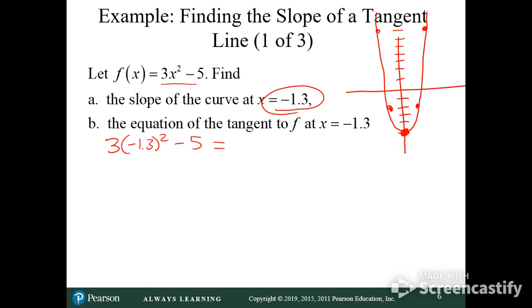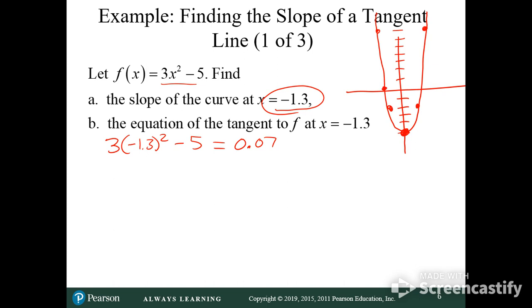Somebody, calculator, help me out. Anybody have a calculator out? Hey, Cameron does. All right. Thanks, Cameron. Take 3 times. How'd you get that so quick? You punched that into your calculator? Really? Okay. 0.07? 0.07. Wow. Okay.